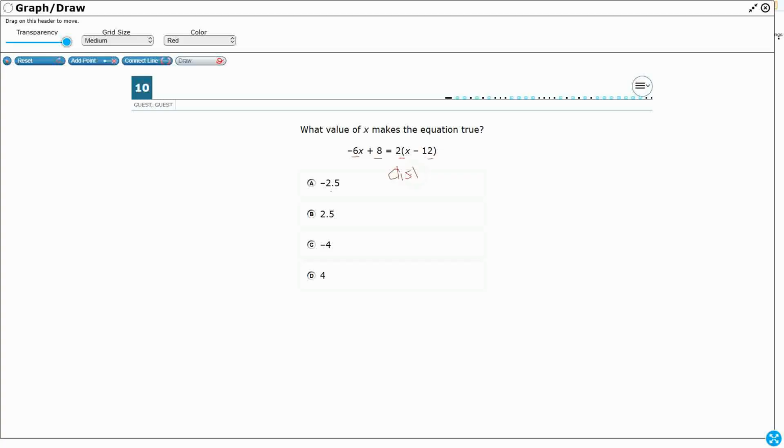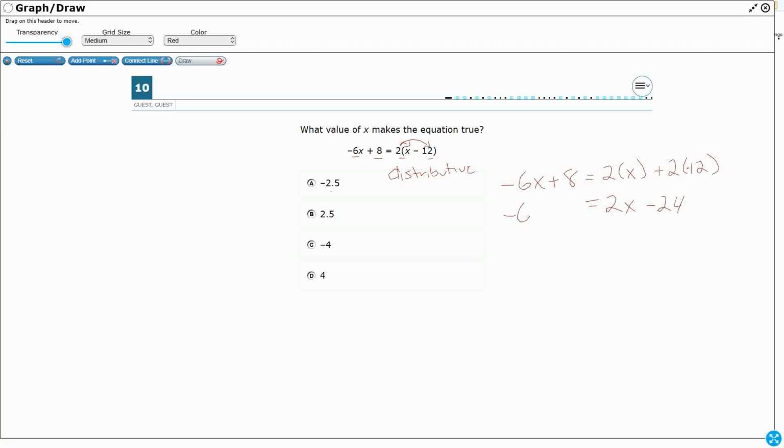And so the distributive property is something that we've been learning all the way back since elementary school. It means we could take this 2, multiply it by the x, and multiply it by that negative 12. So let's go ahead and do that. Negative 6x plus 8, nothing changes on the left. I'm going to multiply that 2 times that x, then minus that 2 times that 12, or you could have said plus the 2 and then negative 12. Does the same thing. And then let's simplify that. So that's going to be 2x, and that's going to be a minus 24.